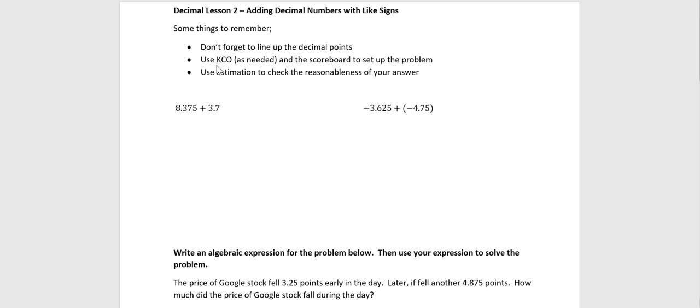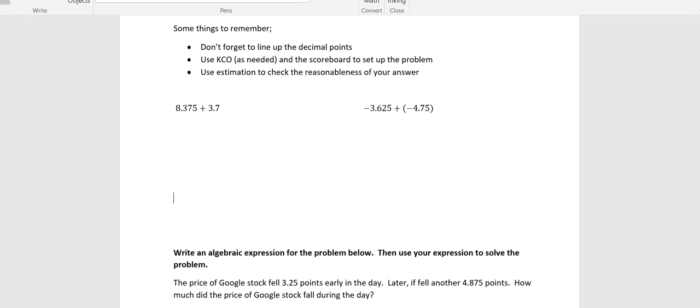The one thing we should remember is that all the rules that we've used for integers when it comes to adding, specifically the scoreboard method, and when it comes to subtraction, keep change opposite, those rules work for any type of rational number. And decimals, as we've learned at the beginning of the year, are rational numbers. So if we have subtraction, we can convert it to addition with keep change opposite. And once we have addition, we can make use of the scoreboard to come up with our answer.